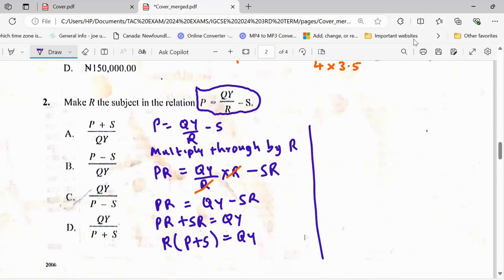Now from there, make R the subject. Divide both sides by P plus S. You have QY all over P plus S. So which option is that? QY all over P plus S. That is option D. So mark that and we proceed to question number 3.